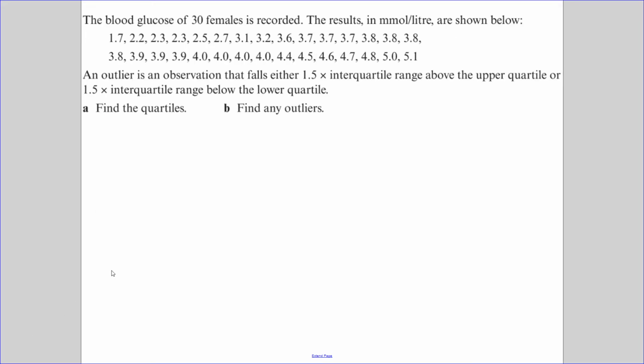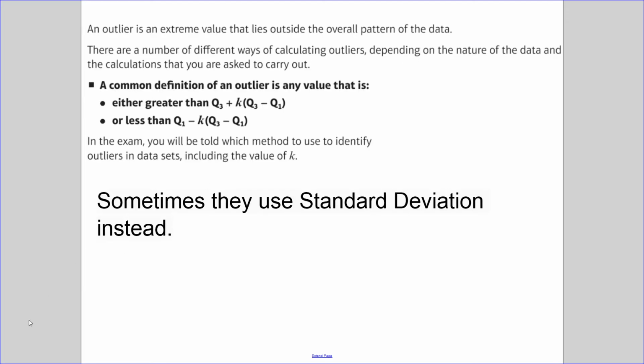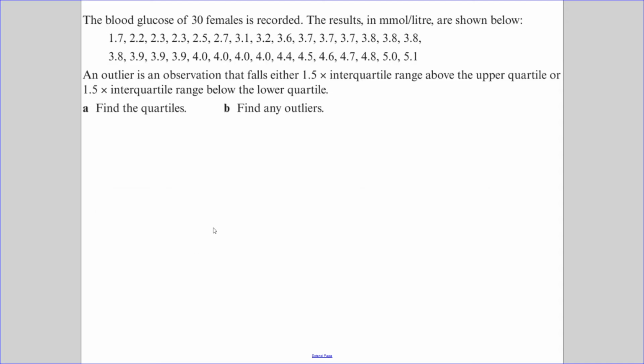Here we've got an example. They give us 30 bits of data, which are on blood glucose levels. They also give us a rule here, which is 1.5 times the interquartile range. So if we look back, this is k as 1.5. If you imagine your upper quartile and then you go along 1.5 interquartile ranges in the upper direction, if it's outside that, we're going to say we don't quite believe this bit of data.